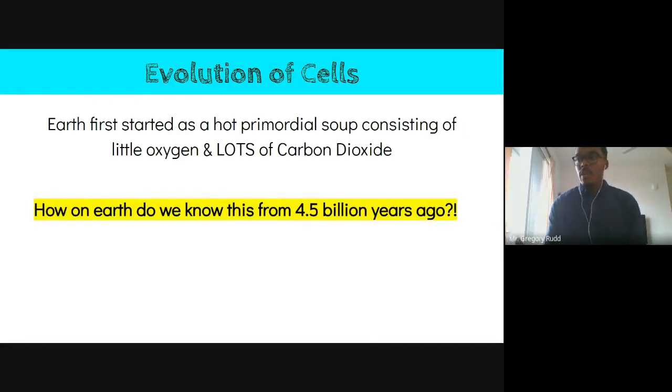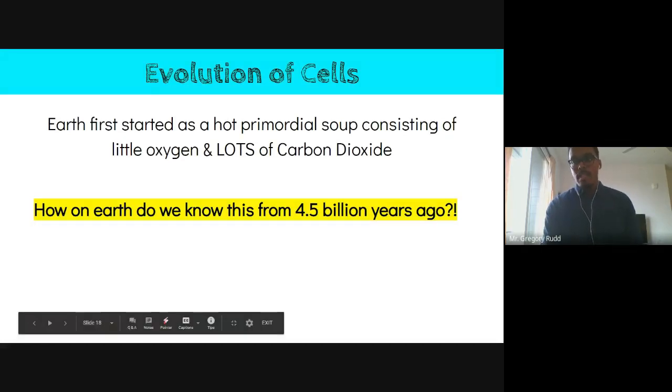Now the question is, how do we know that this is what Earth was like? And how can we anticipate that this is how Earth came to be?